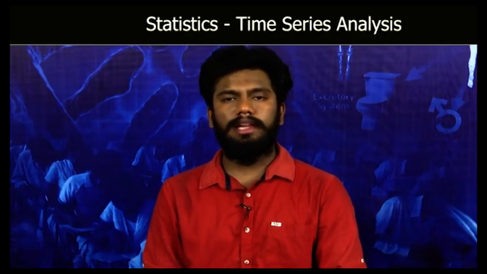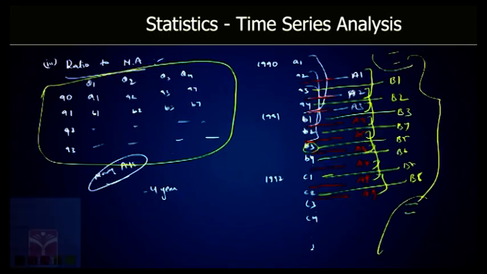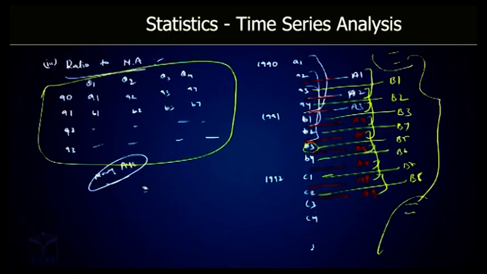Now after finding these values we'll just write all these values back into this form again. So we'll see how we'll write it. 90, 91, 92, consider only 3 years here. Q1, Q2, Q3 and Q4.